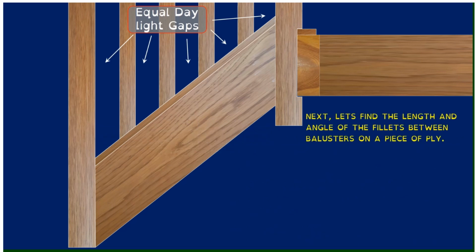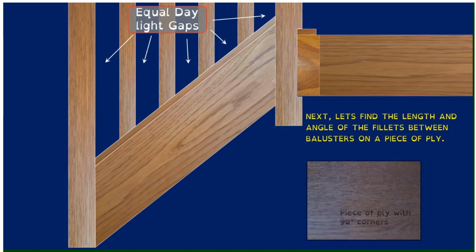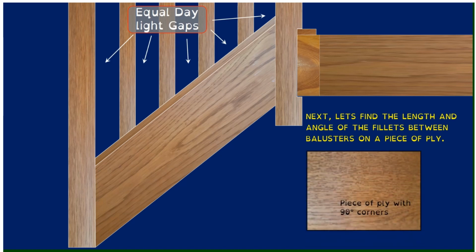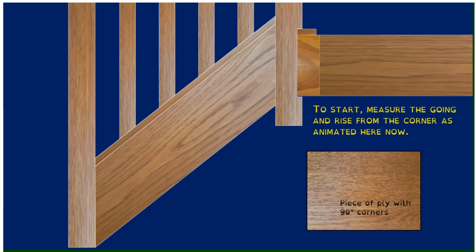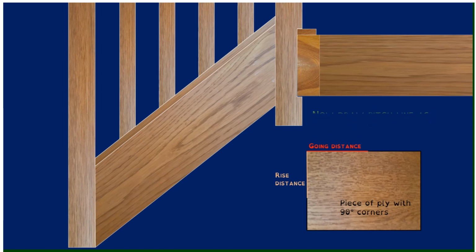Next, let's find the length and angle of the fillets between the balusters on a piece of ply. So any piece of ply that has a 90-degree corner on it. Basically, you'll measure your going and rise here on that corner of the plywood, and that's illustrated here now. So there's your going distance shown in red, the going for the step and the rise of the step. And then you'll see a black line being drawn on that plywood that represents the pitch of the stairs basically.